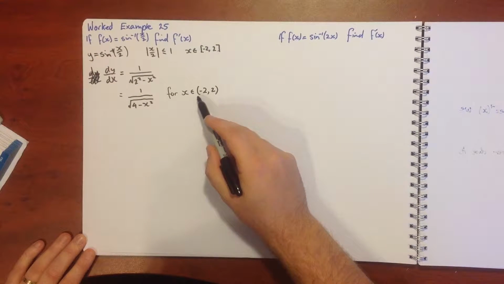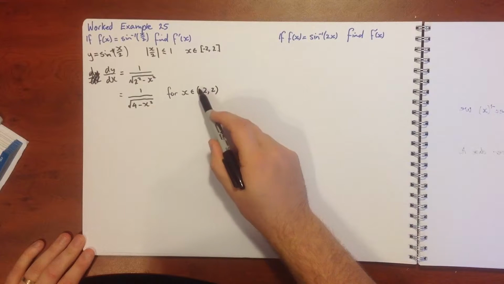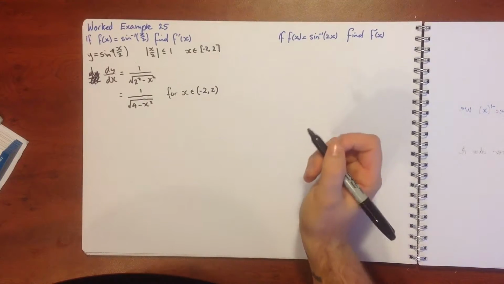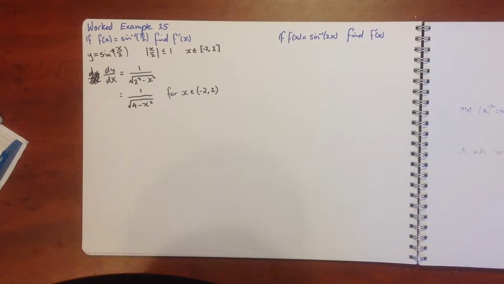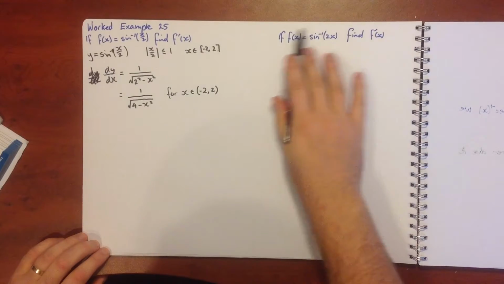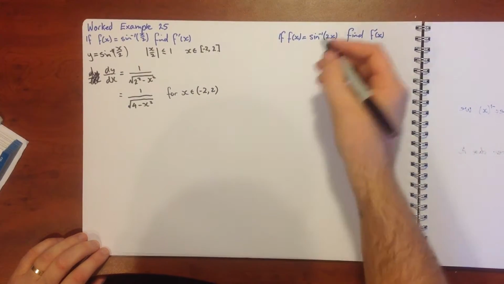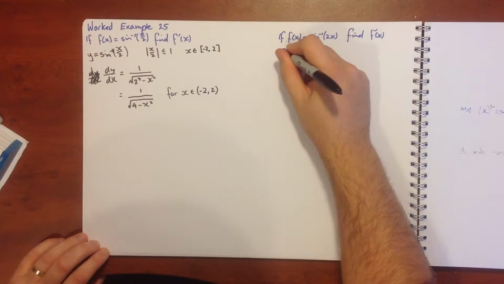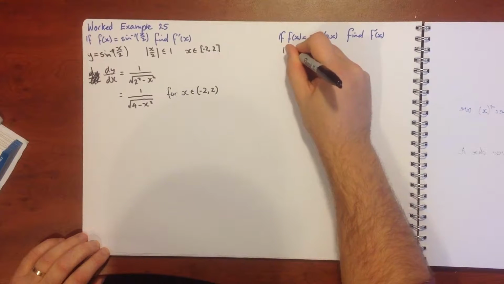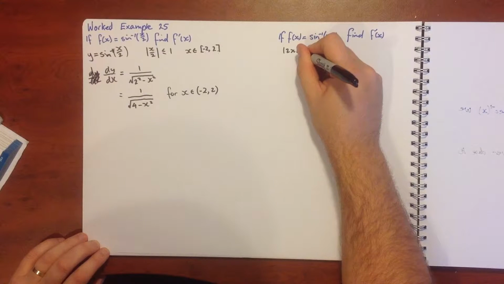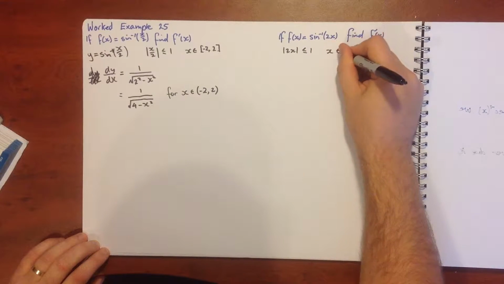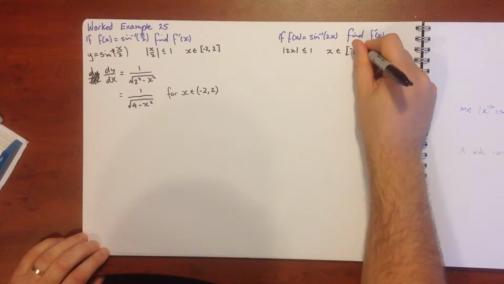But for our derivative, we can't include negative 2 and 2 because it's an endpoint. We can't take our derivatives at our endpoints, because those points are considered not to be smooth. So for this one, because we're 2x, we're defined for the modulus of 2x is less than or equal to 1. So x is an element of negative a half to a half.